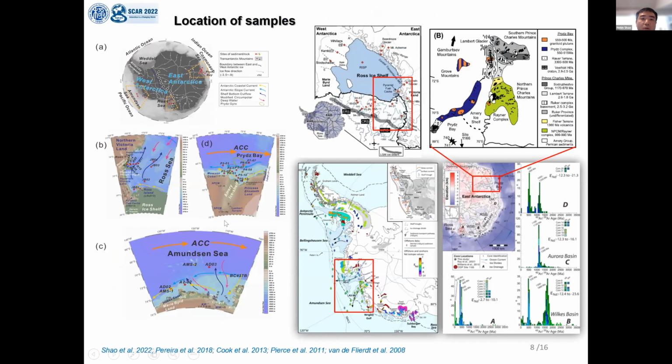This is the location of our samples, Ross Sea, Prydz Bay, and Amundsen Sea. Noting that we just have 3 clay-sized samples in Amundsen Sea, so we are planning to add more samples in future studies. And this is the geological background of the three regions.